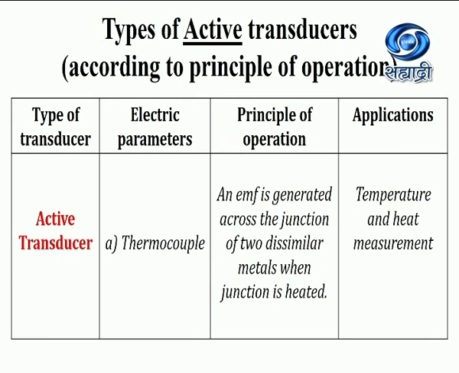Next. So here, types of active transducer according to the principle of operation. There are so many active transducers available. So here I have tabulated these active transducers according to the principle of operation. The first type of active transducer is thermocouple, and the principle of operation is that an EMF is generated across the junction of two dissimilar metals when the junction is heated. So here in this active transducer, EMF is generated across the junction when two dissimilar metals are heated, and it is used in temperature and heat measurement.